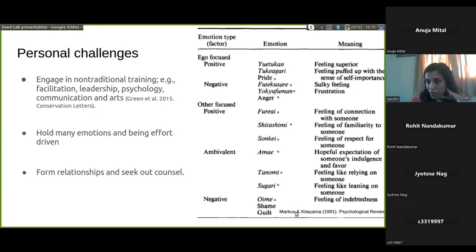And this paper by Markus and Kitayama in 1991 in Psychological Review, I found this table very, very interesting because I was just thinking about it as somebody engaged in this field, as somebody who loves nature. There are so many feelings that you don't even know that you had a name for, that you're actually dealing with and actually trying to name, trying to understand, all happening at the same time.